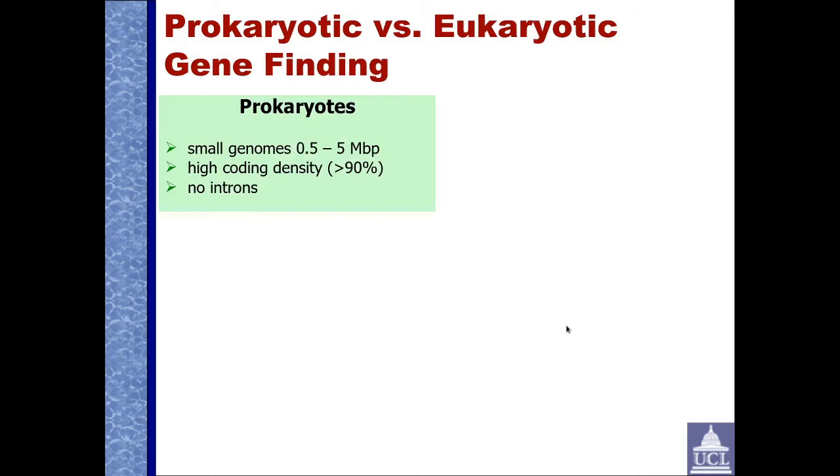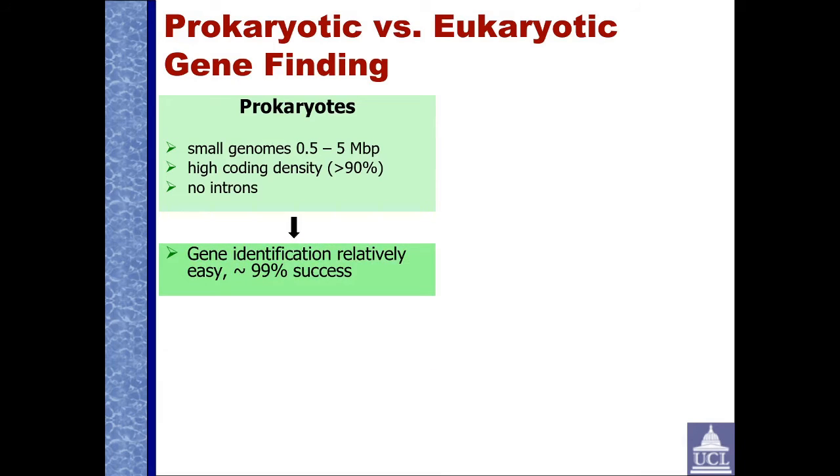So if we compare this problem of eukaryotic gene finding with prokaryotic, there are a number of differences. First of all, in prokaryotes, we're talking about relatively small genomes, somewhere between 0.5 and 5 megabase pairs. They have a high coding density, generally more than 90%, meaning that most of the DNA does code for proteins. And most significantly, we have no introns. This means that gene identification is generally relatively easy and has around a 99% success rate.